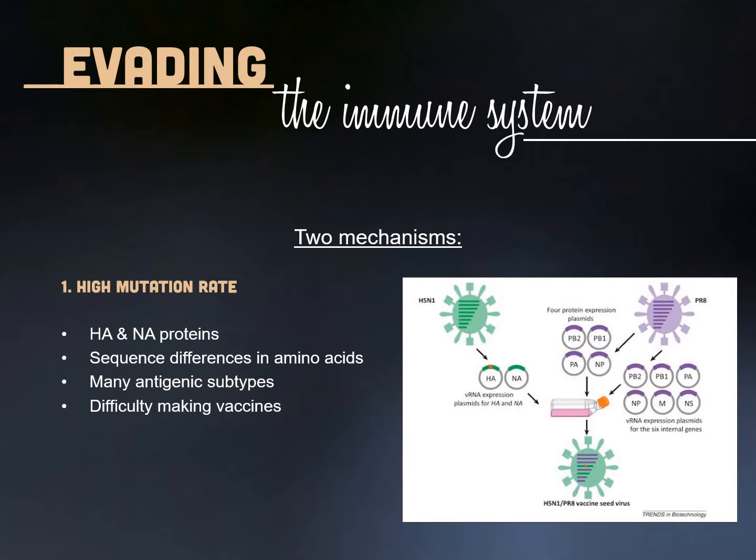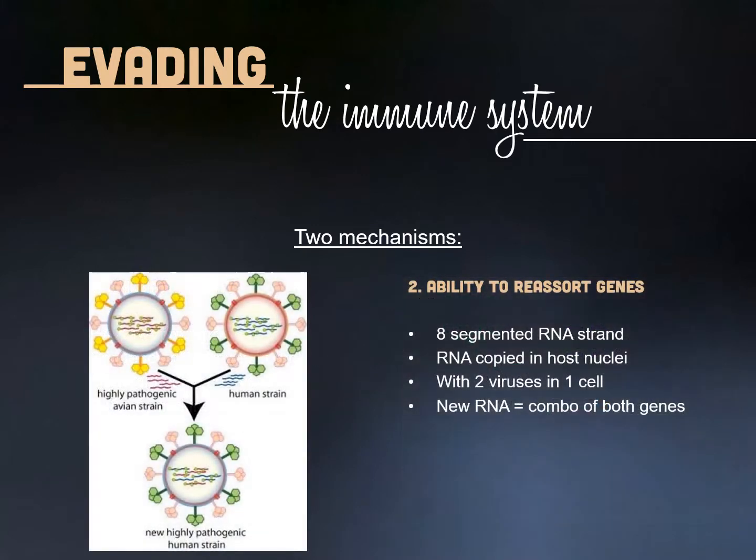The influenza virus has 2 main mechanisms to escape the immune system of the host. Firstly, they have a high mutation rate. The pathogen can exhibit great changes in some viral gene sequences. Secondly, they have the ability to undergo gene reassortment.